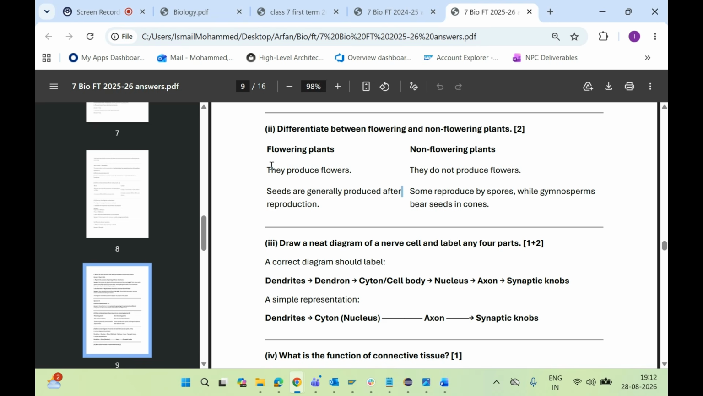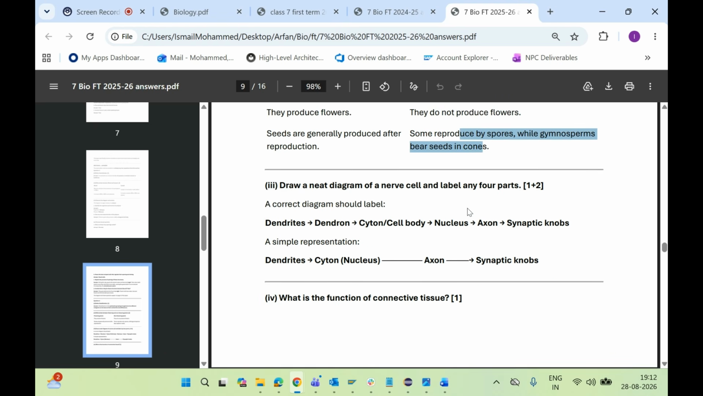Flowering, non-flowering. Flowering plants produce flowers, non-flowering plants do not produce flowers. Seeds are produced after reproduction, and some reproduce by spores, while some bear seeds in cones. Example, pine tree, pine fruit.